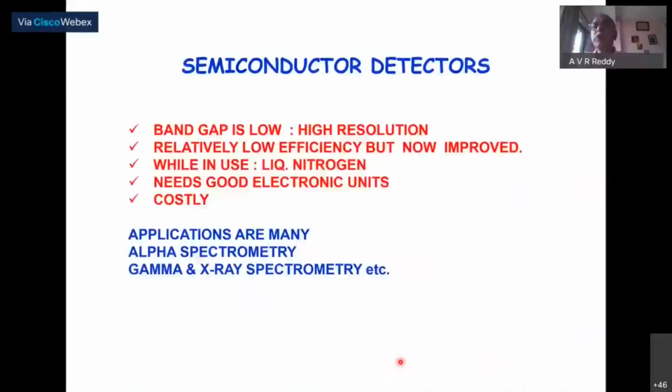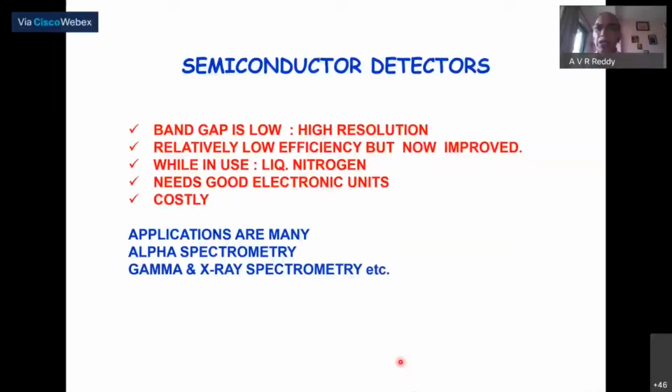Now let us move to the semiconductors. I don't want to give details, I cannot give details in 1 hour. So here the band gap is low. What are the materials I just told? Germanium and silicon, the best semiconductors. For germanium, it is 0.69 eV. I think for silicon, it is 1.01 eV. Relatively low efficiency, Z is low, right?